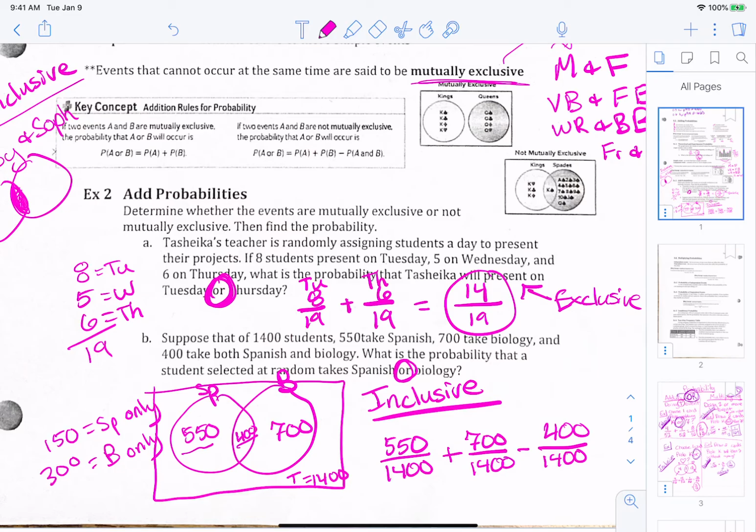So let's do this. 700 minus 400 would be 300. So 550 plus 300, 850 out of 1400. I can knock a 0 off. 85 over 140. But then I can divide by 5. Oh boy. 85 divided by 5 is 17. 140 divided by 5 is 28. Check that for me. 17 over 28 is the reduced form if you divide both of them by 5. 85 divided by 5 and 140 divided by 5. Check and make sure that's right.